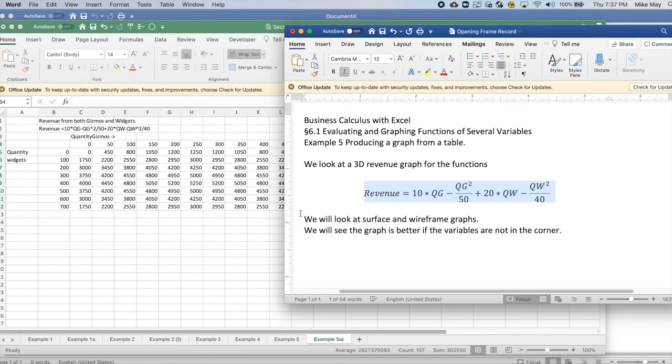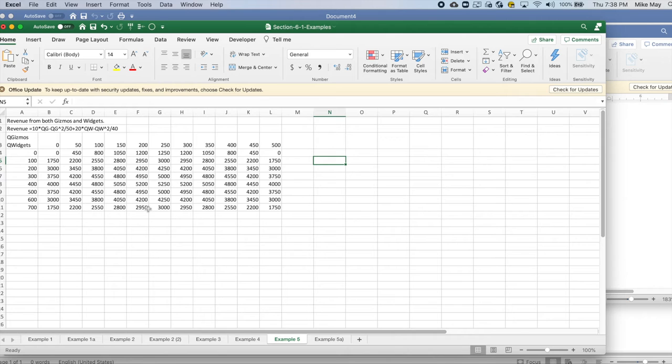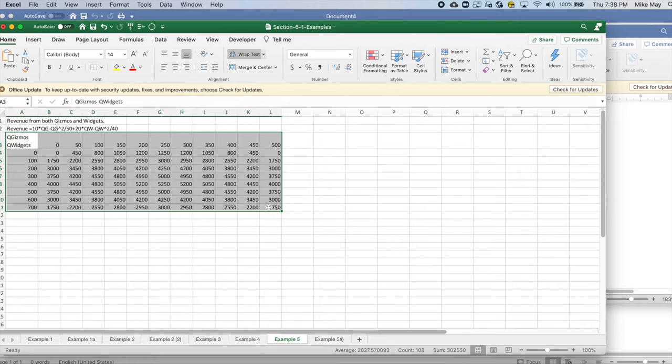We want to look at the surface and wireframe graphs, and we'll see how to make the graph look better by not putting the variables in the corner. The first thing is, we've assumed we've already made our table of values, and the first try we're going to do is highlight the whole table.